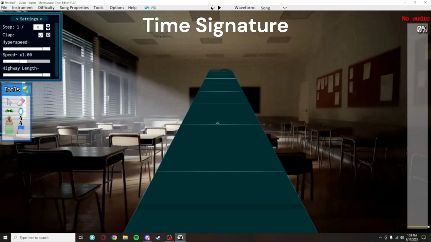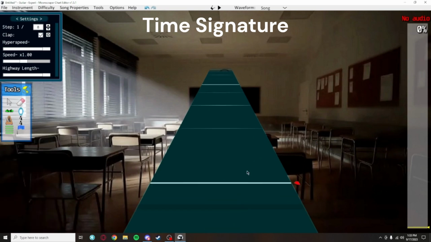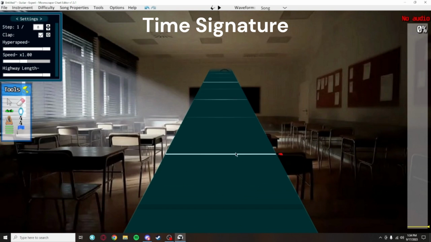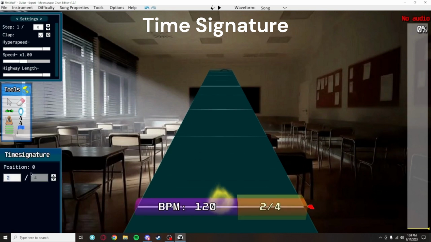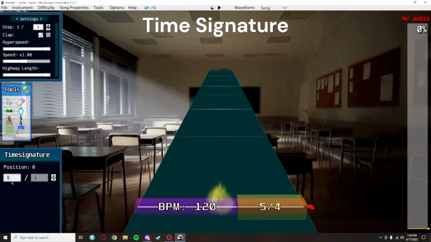Right? So a measure starts at the thick white lines always, and that's also where the last one ends. So if I make this 2/4 instead of 4/4, then you can see there's beat 1, beat 2, and you're back in beat 1. So 1, 2, 1, 2. That's how the song is counted. If I do something like 5/4, then you have 1, 2, 3, 4, 5. Then it ends.